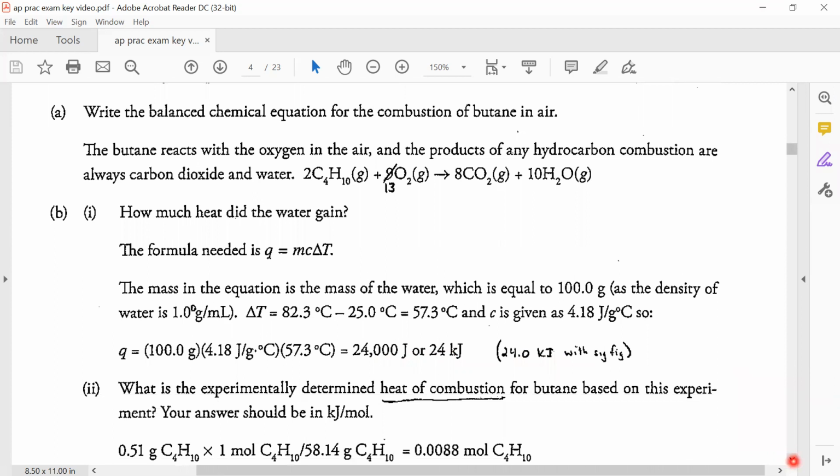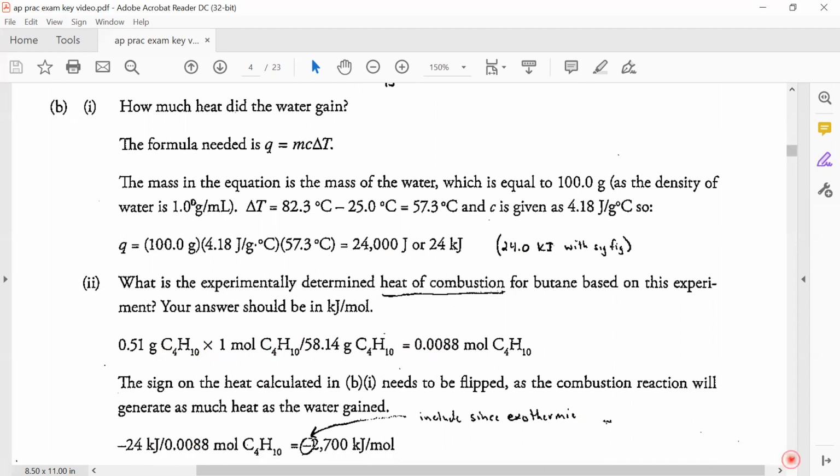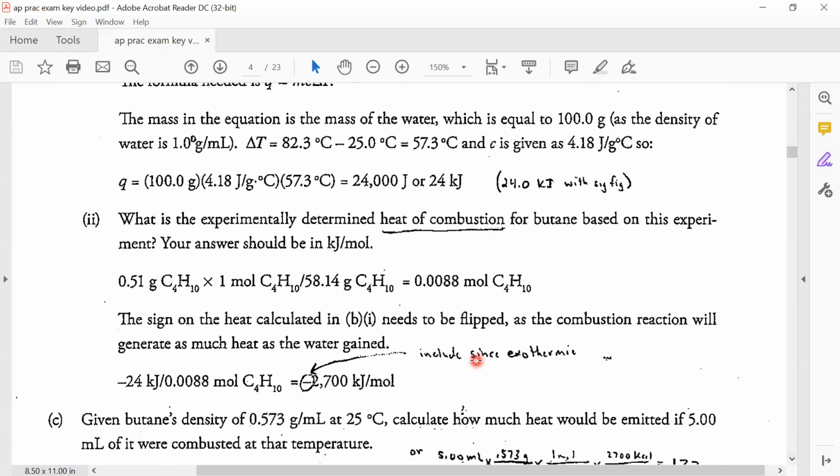Now it says determine the heat of combustion for butane. So we got to take that kilojoules we're getting, divide it by the number of moles of that we burned. Well, if we know the grams of butane burned, we can divide that by the molar mass to get to moles. And then we just take kilojoules per mole right there. Notice with an exothermic reaction, your delta H is going to be a negative number. It's not asking the amount of heat released here. It's actually asking for a delta H value, which is negative in an exothermic reaction and positive in an endothermic reaction.